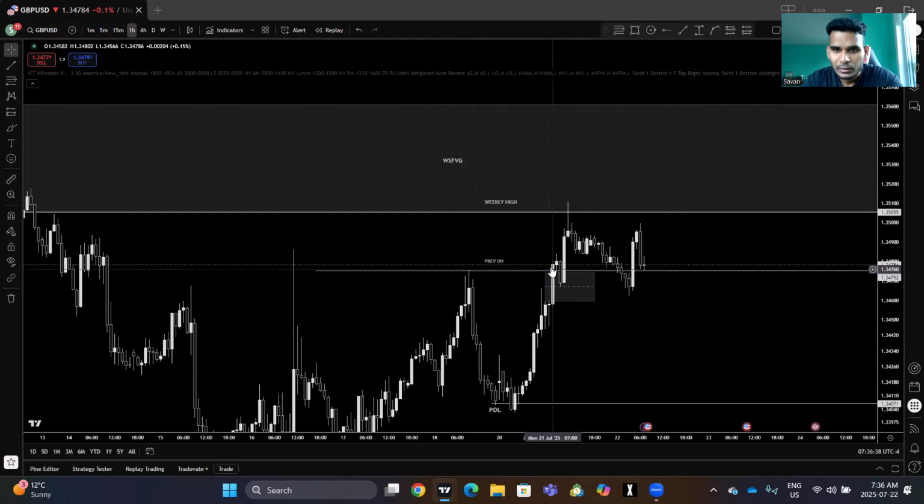It's not a sweep actually. It's a candle close above. So previous day high break and displaced. Previous day high break and closed above, which means it's not a sweep. So we can't consider it as a sweep or short the market.